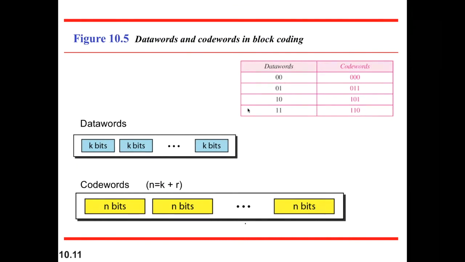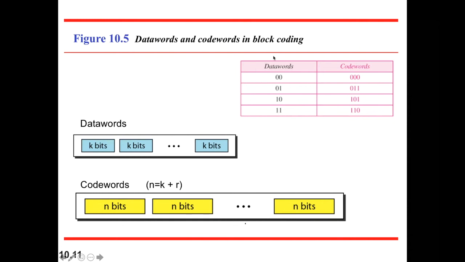Another representation of the same: we had our data words of k bits, k bits, k bits, and k bits. We added extra information for each of the data words, of length r. So k bits of data plus r bits of redundant information. Together we say k plus r is equal to n. So our code words are of length n bits. Each k-bit block will also become n bits.